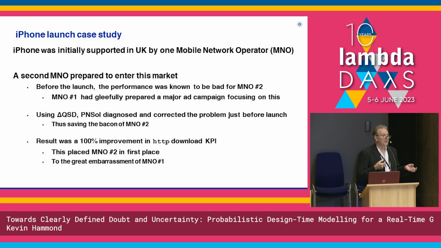And the first one, because they knew this from inside information, basically gleefully prepared a public ad campaign to run on TV, billboards, etc., saying how bad the performance was going to be for the second one. So basically exploiting their market position. All good business tactics.